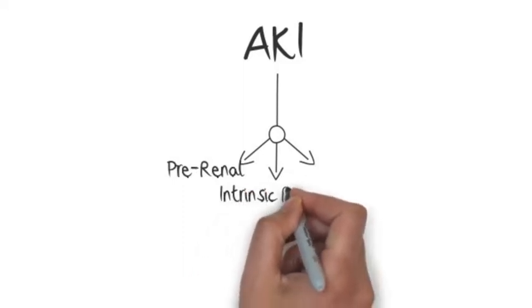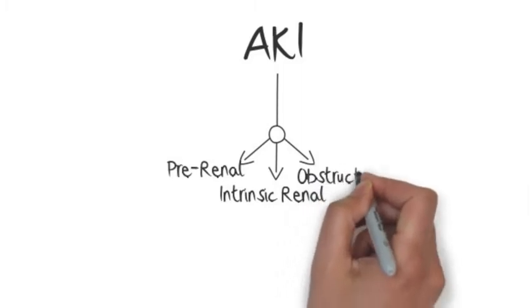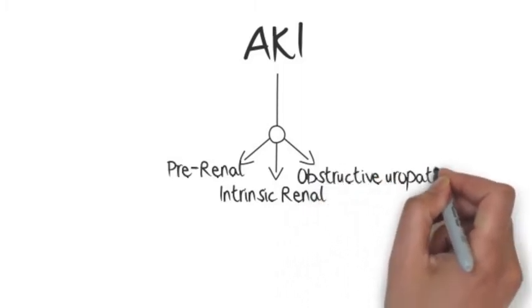Intrinsic renal. Here, there is structural damage to the kidneys and tubules. And next is obstructive uropathy or post-renal. Here, there is obstruction anywhere in the urinary tract.